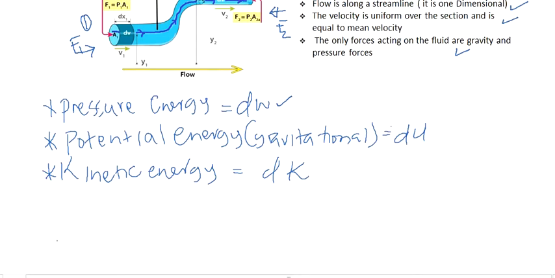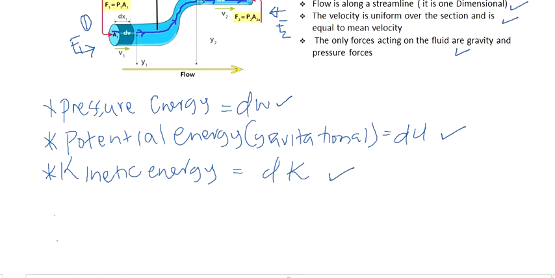We also have to note that as the fluid is moving from point 1 to 2, there is a change in the gravitational potential energy. Since Y2 is above Y1, there is negative work done on the fluid in moving it from Y1 to Y2 against gravity. Also, as the velocity of the fluid changes from V1 to V2, there is a gain in kinetic energy.